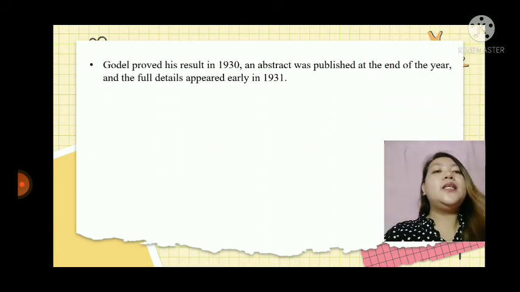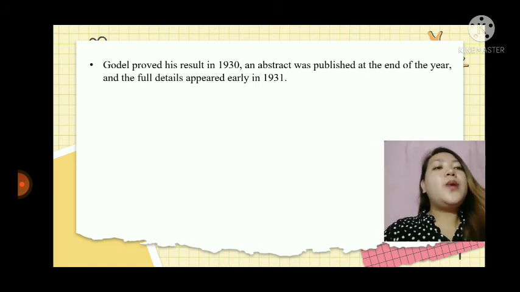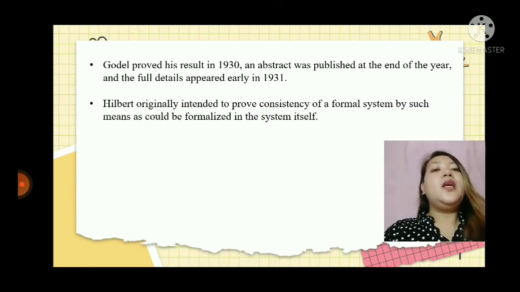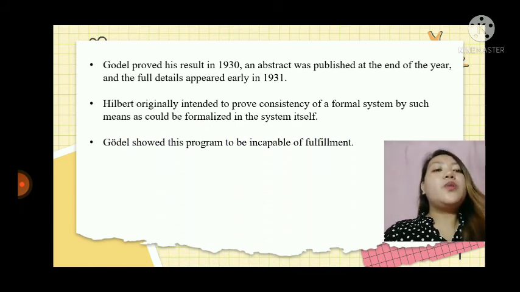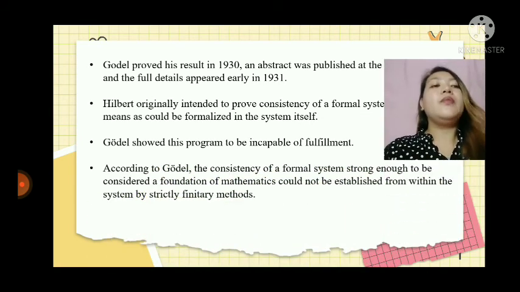Gödel proved his result in 1930. An abstract was published at the end of the year, and the full details appeared in early 1931. Hilbert originally intended to prove the consistency of a formal system by means that could be formalized in the system itself. Gödel showed this program to be incapable of fulfillment.